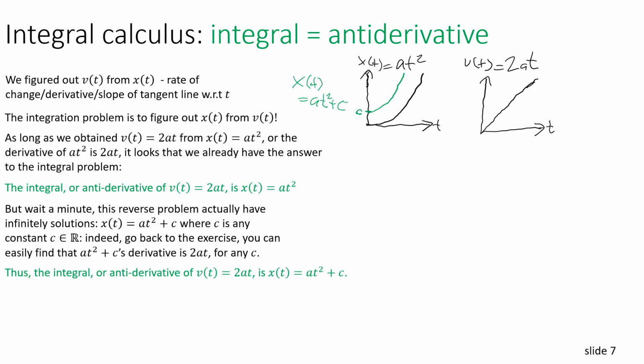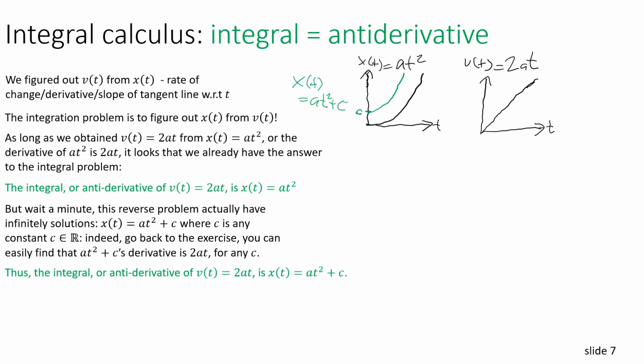All of these at squared plus c's derivatives will be the same thing, which is really crazy, but here we have it. It's a true thing. Their slopes are all the same. So as a result, the integral of 2at is at squared plus c, and c is any constant, which is any real number.